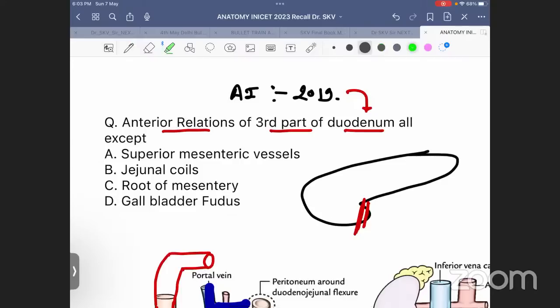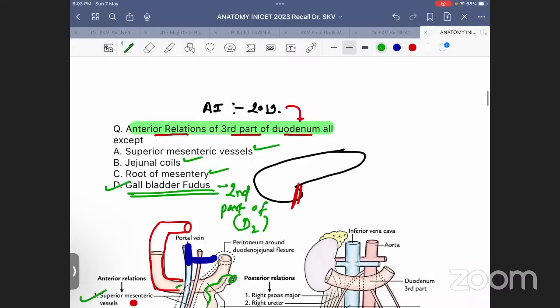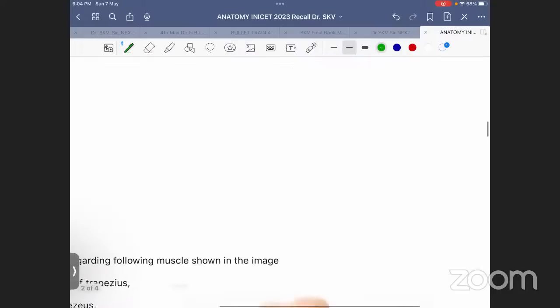Actually, this is a question from our first MBBS, relation of the duodenum, which had been asked in this INICET exam. Anterior relation of the third part of the duodenum, all except. So the answer, remember, is the gallbladder fundus. Yes, Purushottam, superior mesenteric vessels is right. Jejunal coils are also related, and the root of the mesentery also, but the gallbladder fundus is related to the second part of the duodenum, D2 you can say. Yes, the answer is gallbladder. If any correction, please inform me. Now come to our next question.